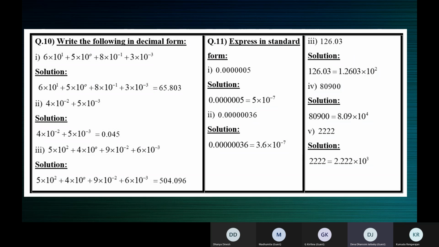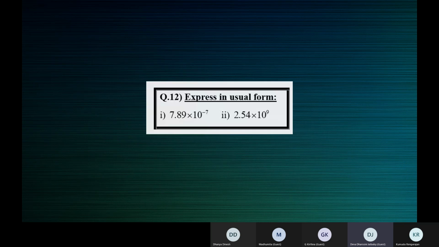I'll let you do. Now it's the other way. It's a reverse process. They express in usual form. That is, it's given in the scientific notation. You will have to put it in the usual form.